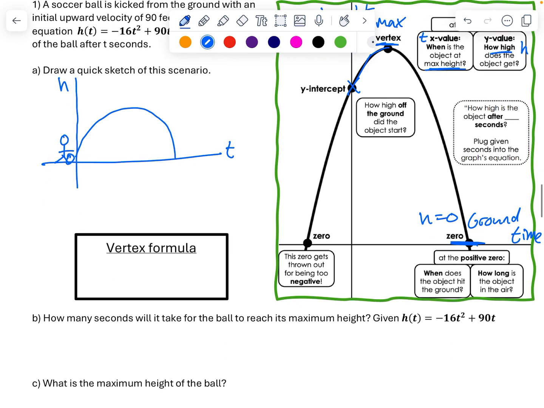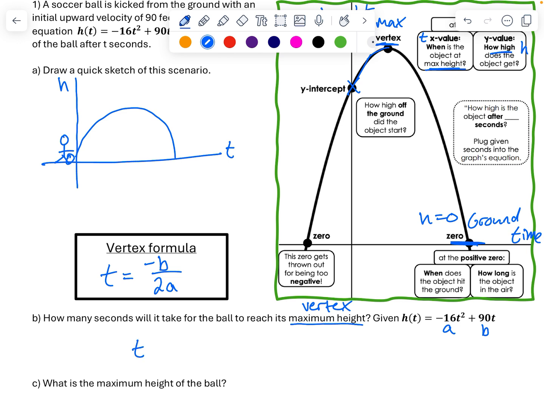The first question says, how many seconds will it take for the ball to reach the maximum height? The maximum height, remember, is at the vertex. So the vertex formula is x equals, or in this case, time equals negative b over 2a. I think we saw this briefly in our quadratics unit. In this scenario, the a is with the t squared, the b is the t, and there's no c for this one, so c is 0.